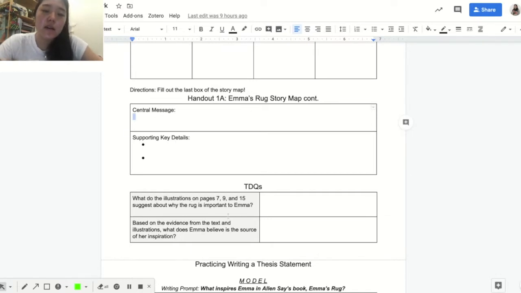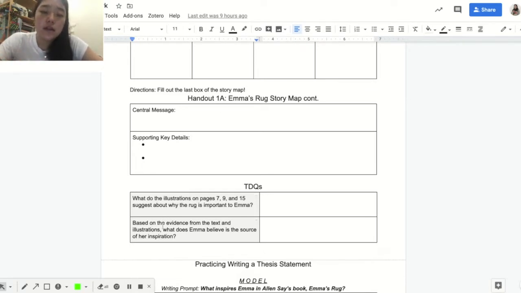And then finally, the last 2 TDQs before I insert the clip of the read aloud. I'll just read out loud for you. What do the illustrations on pages 7, 9, and 15 suggest about why the rug is important to Emma? So again, you're going back to pages 7, 9, and 15, looking specifically at the illustrations and why the rug is important to Emma. Okay? What evidence do you see in the pictures there?